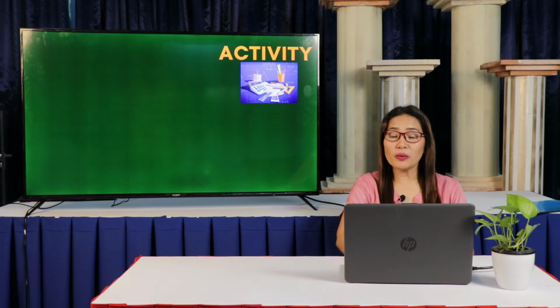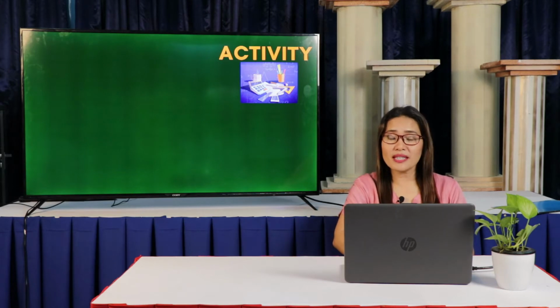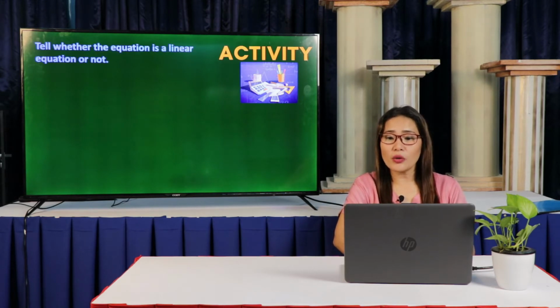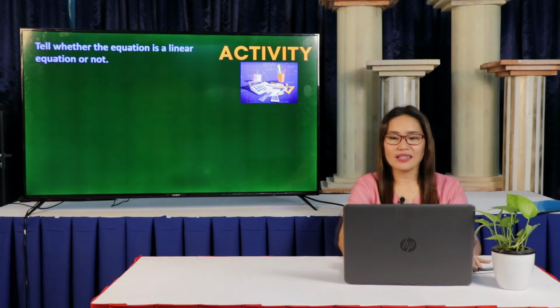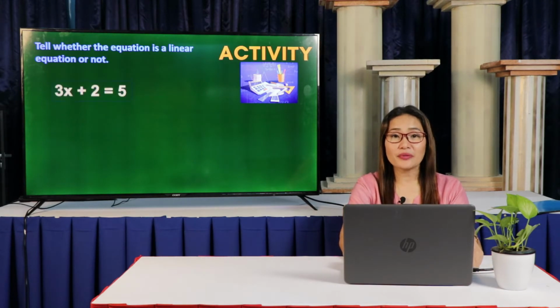Now, before we will start our lesson, let us perform this activity. In your previous years, you must have learned about linear equation in one variable. I am going to give you 3 mathematical equations and tell me whether the equation is a linear equation or not. Ready? Number 1 equation. Say we have 3x plus 2 equals 5. Is this a linear equation?